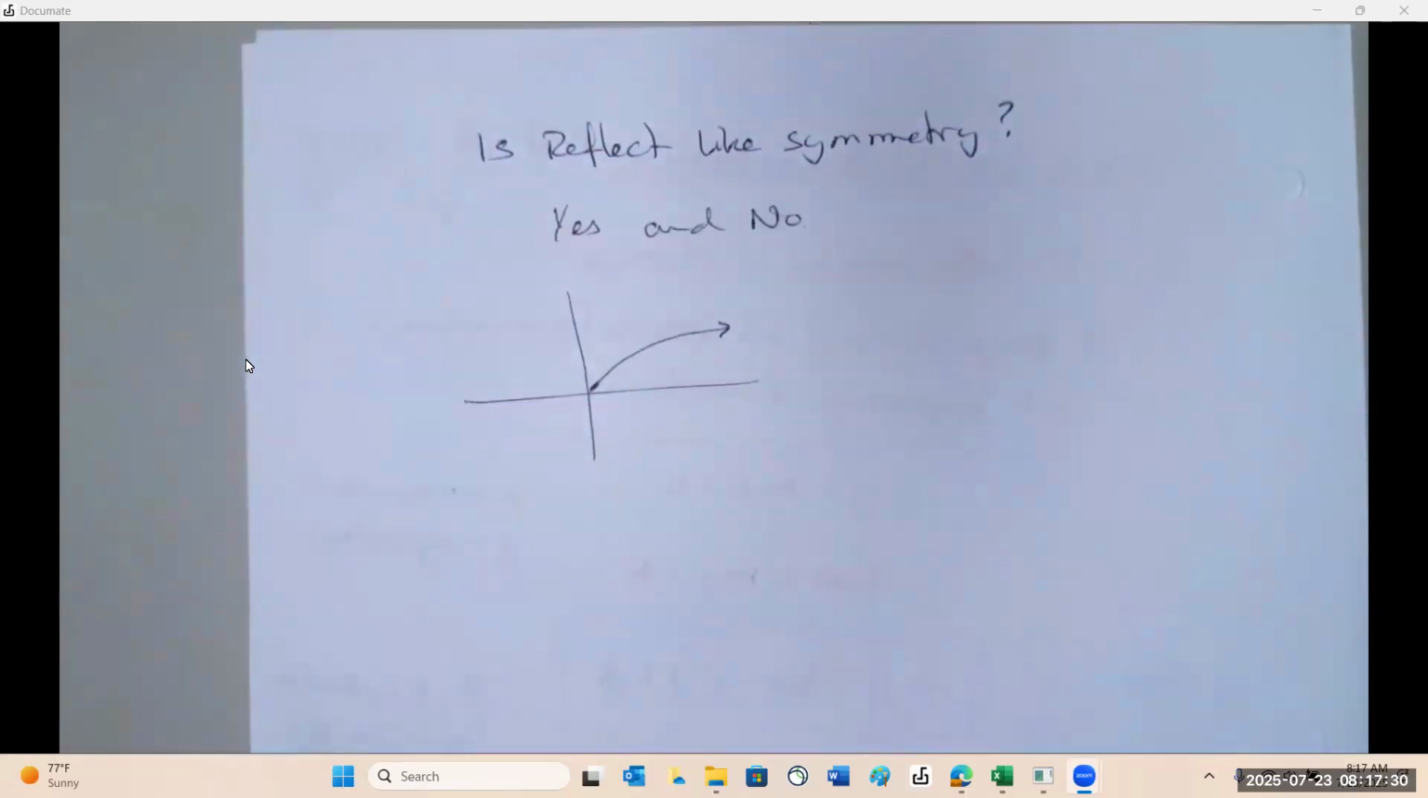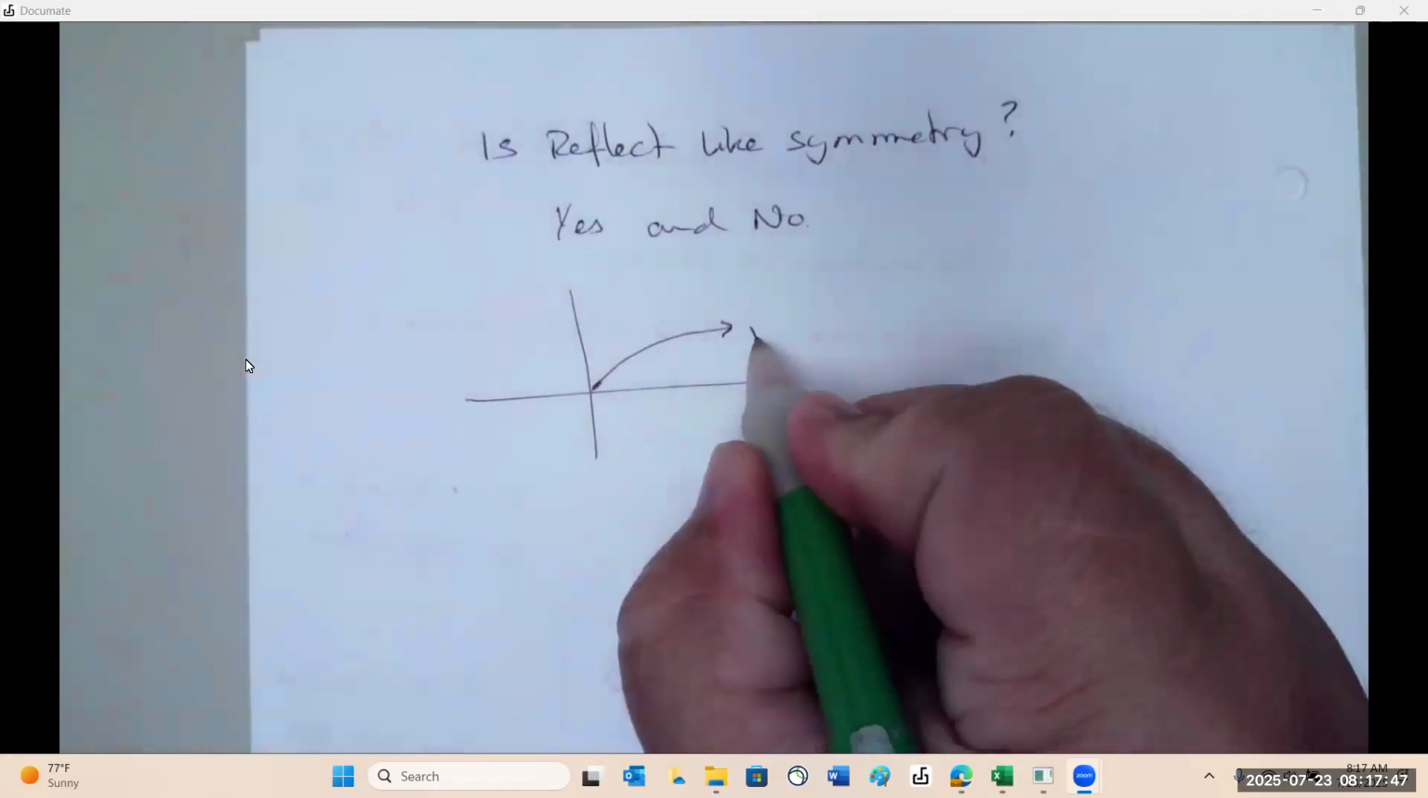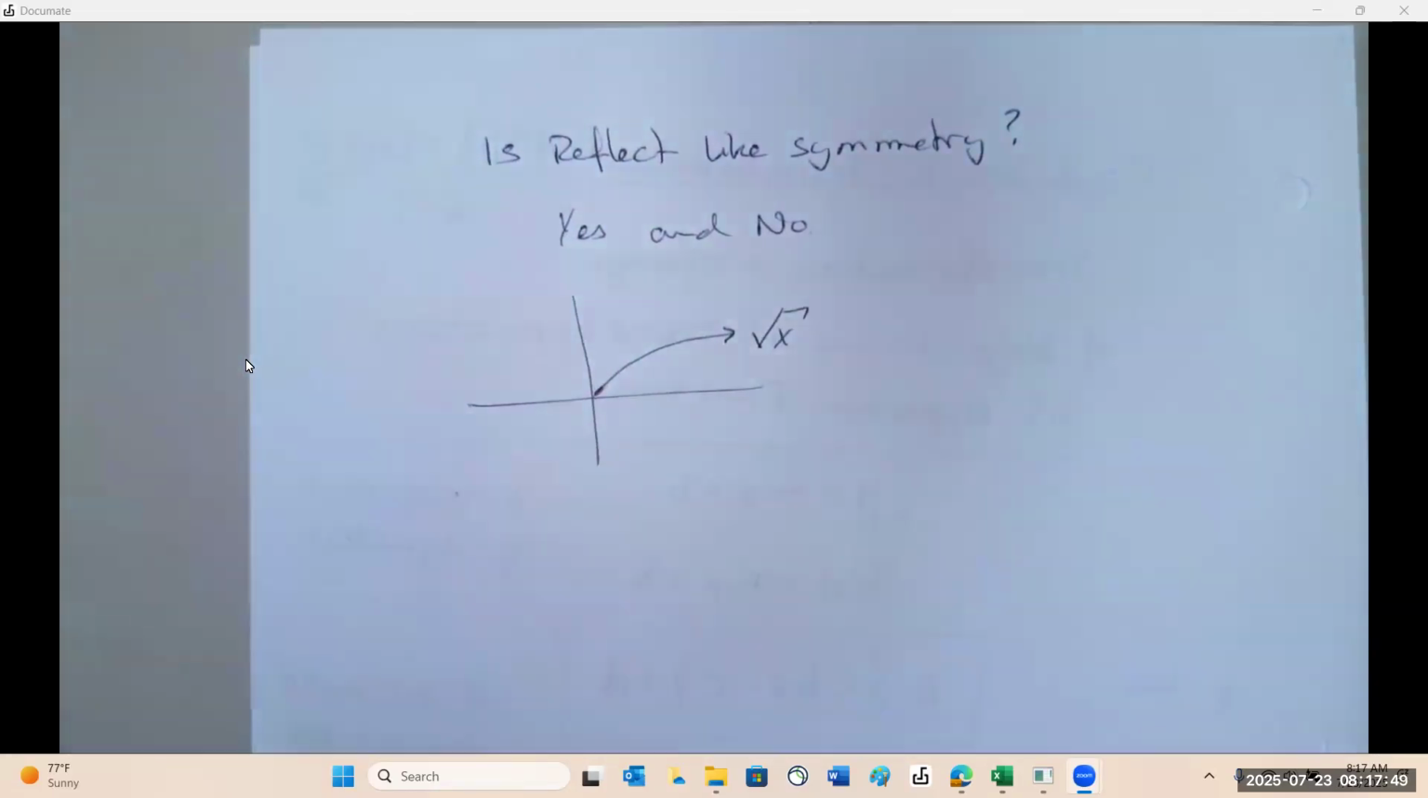What's that function? Again, I don't want to hear. If I have to keep saying this, I will ask you to leave. It's square root, right? Because you obviously know it. Why are you sitting in class?